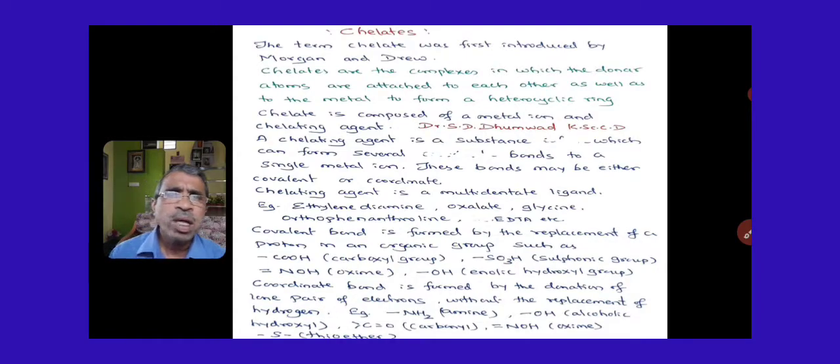A coordinate bond is formed by the donation of a lone pair of electrons without the replacement of hydrogen. Example, the amine. In the case of an amine, nitrogen donates the lone pair of electrons, but hydrogen will not come out. That's why the amine is a base. It is not an acidic functional group. Similarly, OH, an alcoholic group, its H cannot be replaced. Similarly, we have the carbonyl group, oxime group, and thioether groups.